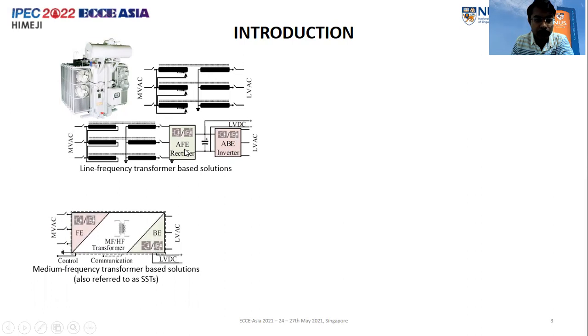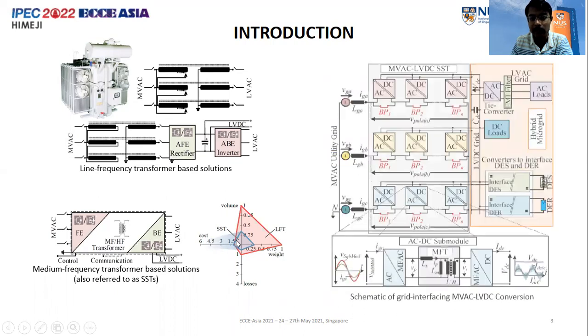But there are emerging solutions of medium frequency transformer based medium voltage AC low voltage DC conversions, which are being quite well studied, and it is shown that in terms of volume, weight, and losses, this new conversion architecture, which is based on medium frequency transformers, is much better than the line frequency transformer based solutions with power electronic reinforcement. And not to forget, in terms of cost, they are quite comparable. So the MVAC-LVDC conversion solution is quite competitive.